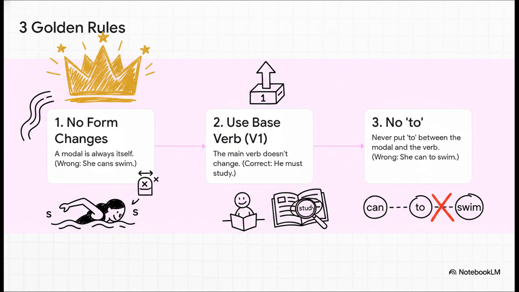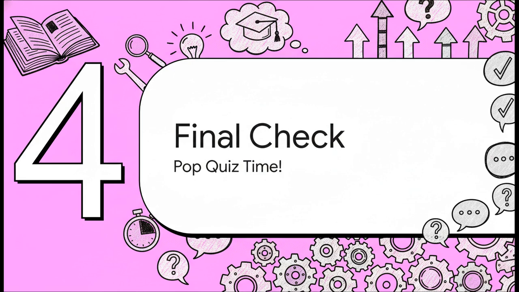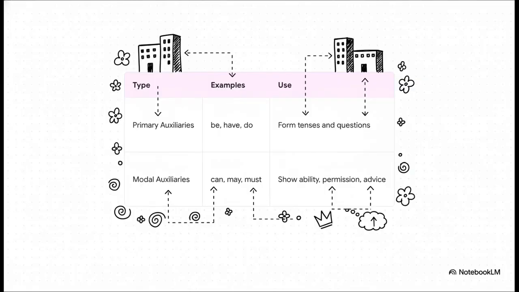See? Super simple. Okay, you've got the tools, you've skimmed the manual. I think it's time for a quick final check. Let's do a little pop quiz just to make sure all of this new knowledge is locked in. You ready? But first, here's a super quick recap. Remember, primary auxiliaries like be, have, and do are the builders. They form the structure of your sentences. And the modals, like can and may, they're the decorators. They add all the style and meaning, like ability and permission. Got it? Okay, let's go.